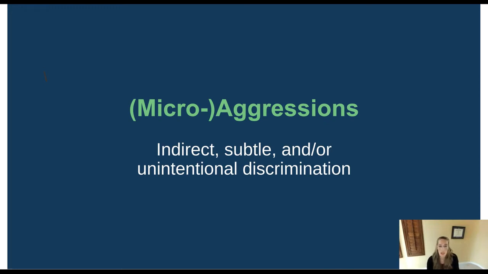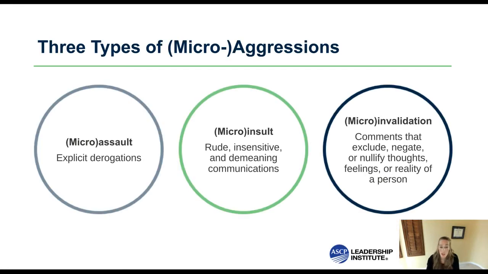I also want to talk to you a little bit about microaggressions because it's an important aspect of implicit bias. Microaggressions are the indirect, subtle, and/or unintentional discriminations. The reason why micro here is within brackets is because even though they are called microaggressions, they can actually feel very aggressive and not micro at all on the receiving end. So that's why it is important to be aware of those as well.